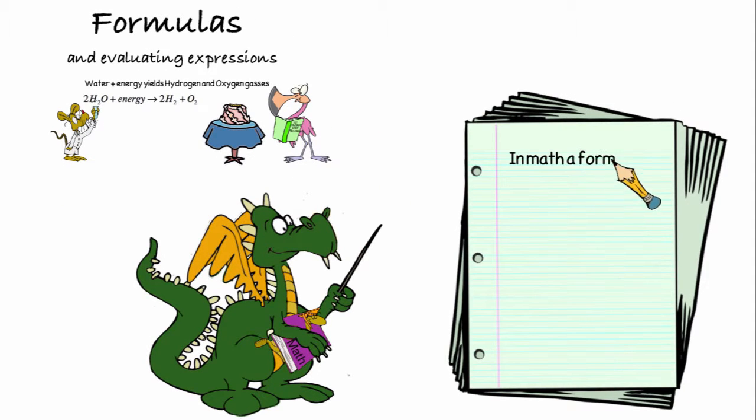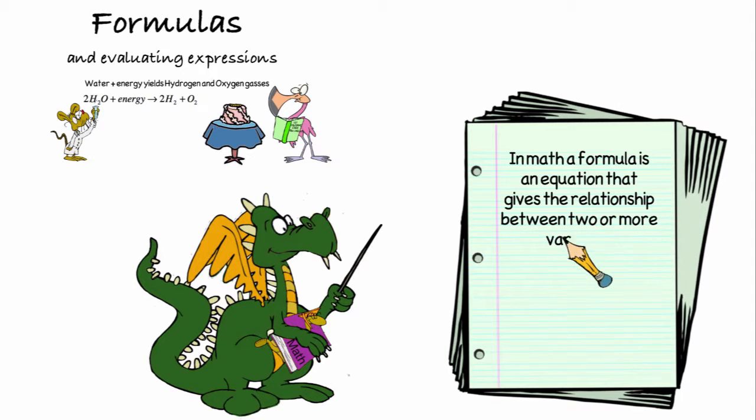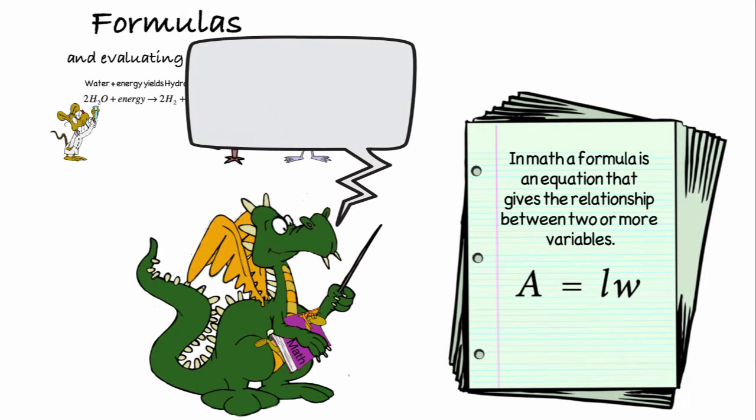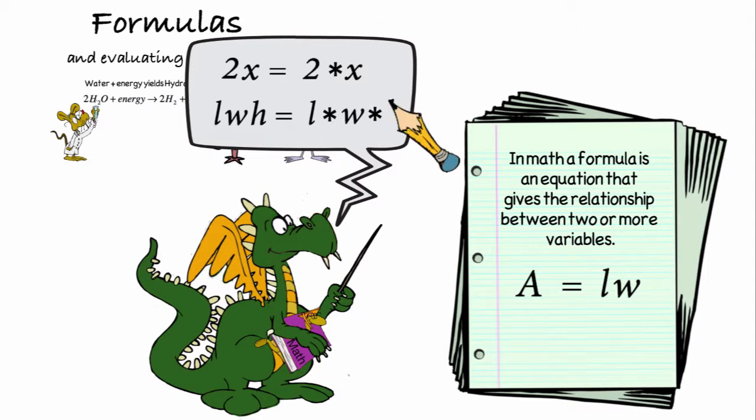In math, our formulas are equations that state the relationship between two variables. You've seen this formula for the area of a rectangle. It says that if we know the length and the width, we can multiply them together to get the area. Notice that in algebra we do not use an x for multiplication, since x is commonly used as a variable. So the rule is, whenever a number is next to a variable, or two or more variables are next to each other, those numbers are multiplied.